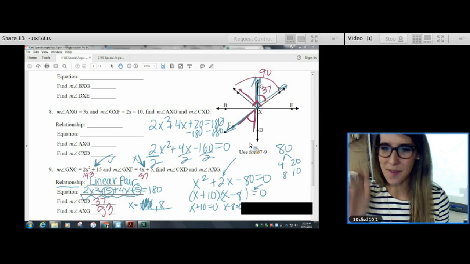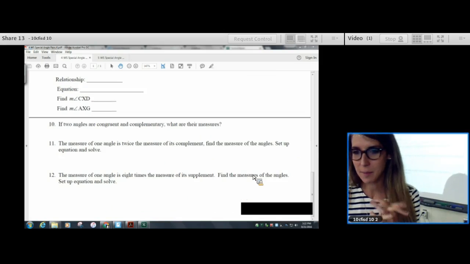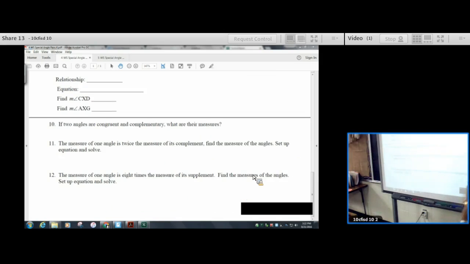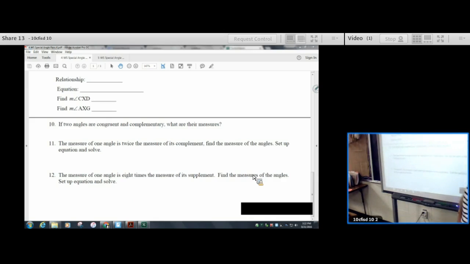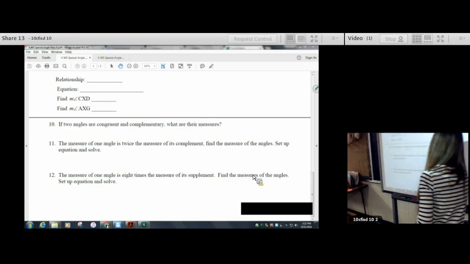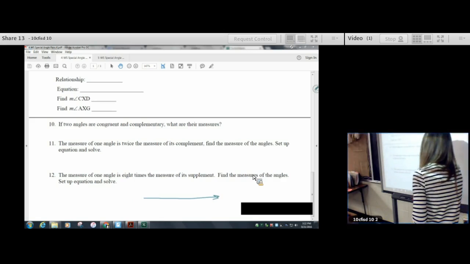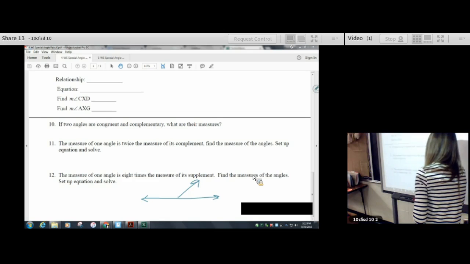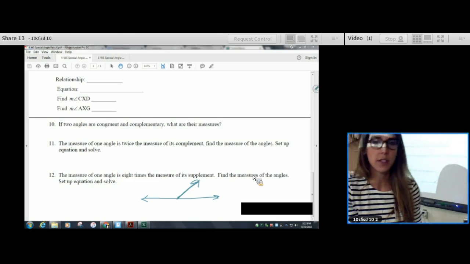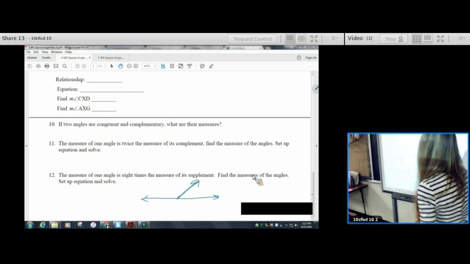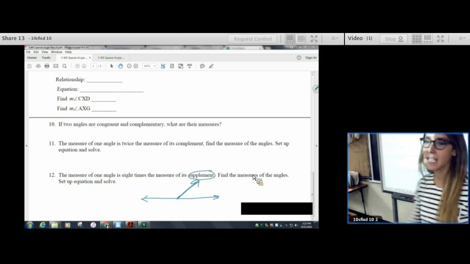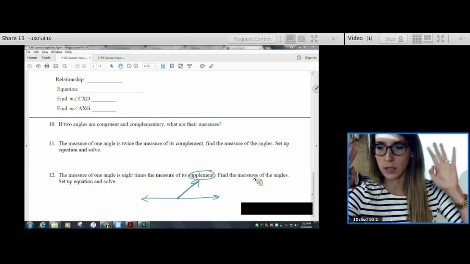Okay, yay, number 9. Lastly, number 12. This one's so much faster than number 9. The measure of one angle is 8 times the measure of its supplement. So what I like to do is sketch a picture. I don't know what the angles look like, but I know there's for sure 2 angles involved, and I know they're supplementary. So when I see this word supplement, I immediately draw a straight line. I draw a linear pair.